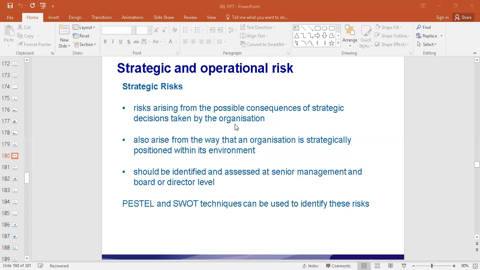What analyses are useful in identifying this? PESTLE analysis, in the external environment: the political, economic, social, technological, environmental, and legal factors, and how these factors can affect the organization. PESTLE analysis, SWOT analysis, both internal as well as external. So take up these analyses to understand what strategic risks are present and how they can affect the organization.